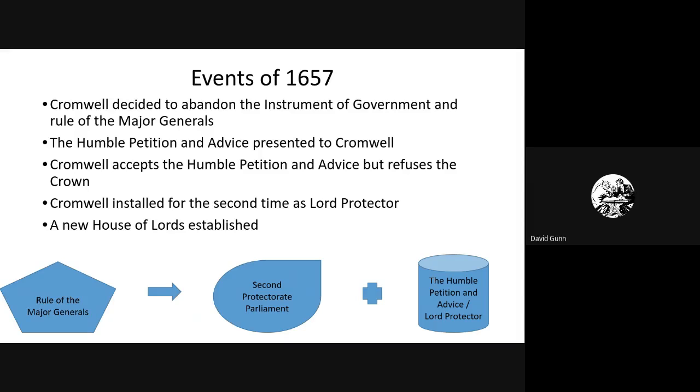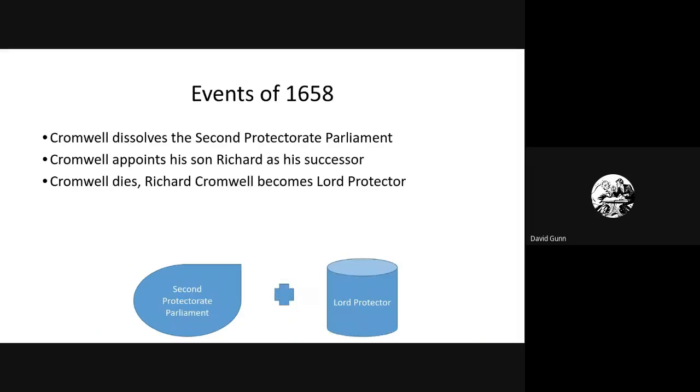1657, the instrument of government is ended, and the rule of major generals officially comes to an end. The humble petition of advice is presented to Cromwell, where he is offered the crown. He refuses to accept it because of pressure from the army. Obviously, it would be a hypocritical thing to do. So he's reinstated as Lord Protector. And there is a kind of coronation event in 1657 where he's installed as Lord Protector for the second time. And there's also a new House of Lords. So the House of Lords comes back, an upper chamber, in 1657.